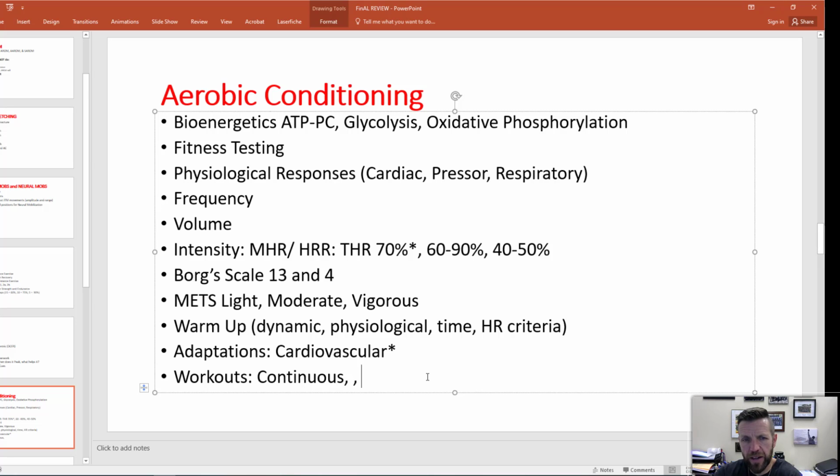There is another type of workout that we call interval. An interval, again, what does that word mean? It means rest.